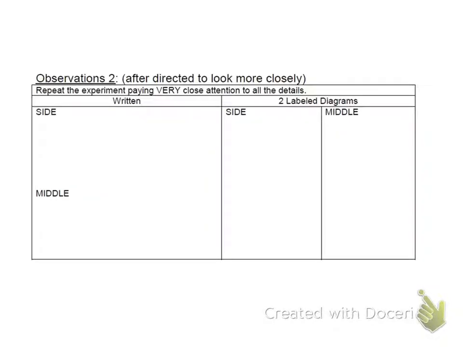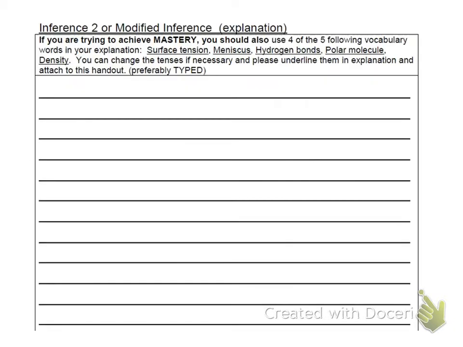And then after you've done that, I'm going to redirect you, and I'll use the next video where I'm actually videoing what I do to help you do this. I'm going to redirect you to Observations 2, and I'm going to have you look very closely at a couple specific things, and then the final thing would be to write your modified inference after you've made those new observations. So I'll leave it at that for now.